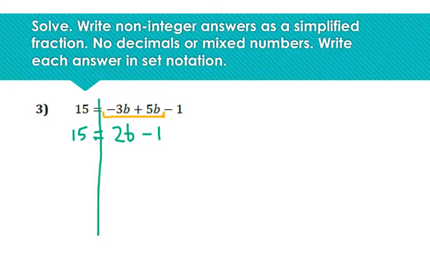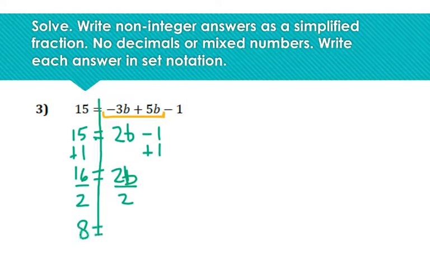Now that we've simplified as much as we can on either side of the equation, we're going to do the opposite of what's happening to our variable. So we'll add 1 to both sides of the equation, which gives us 16 is equal to 2b. And next we're going to do the opposite of multiplying b by 2 and divide it by 2. So we get 8 equals b. In set notation, we write it as the set b such that b equals 8.